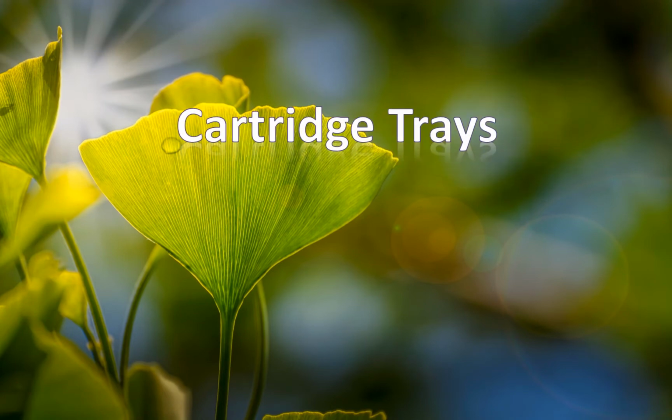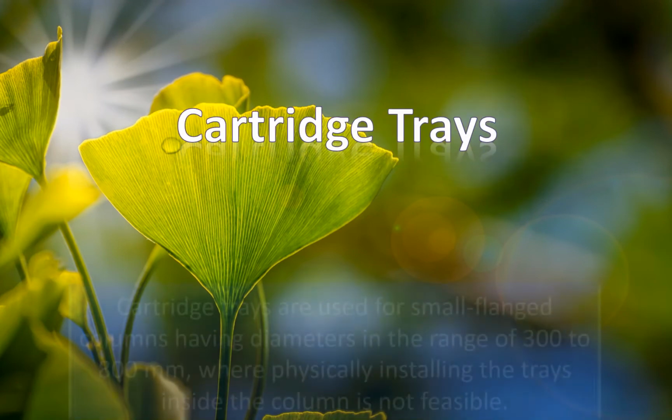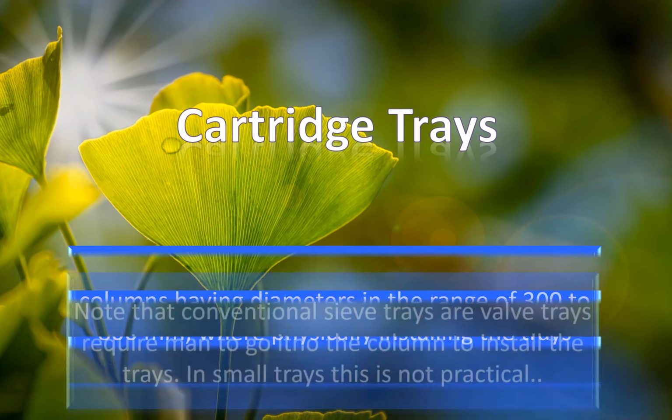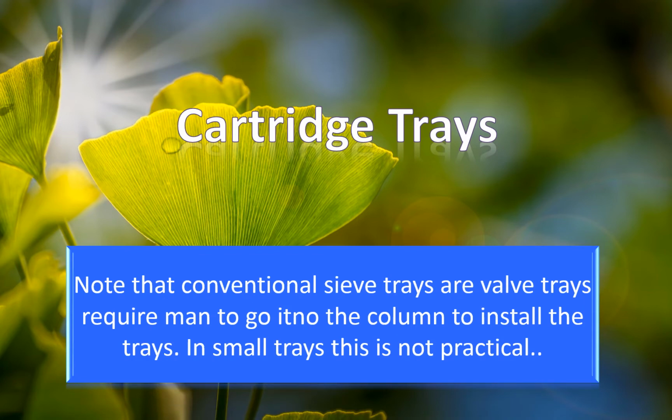Cartridge trays are used for small flanged columns having diameters in the range of 300 to 800 mm, where physically installing the trays inside the column is not feasible. Note that conventional sieve trays and valve trays require a man to go into the column to install the trays. In small columns, this is not practical.